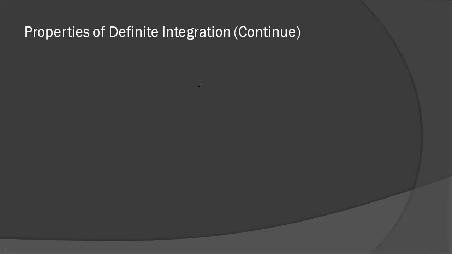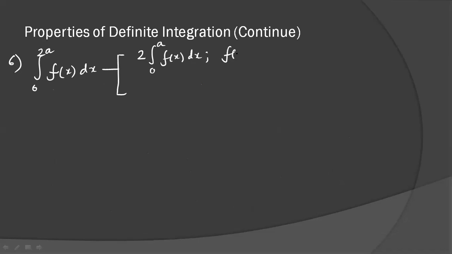Property 6. The integral from 0 to 2a of f(x) dx is equal to 2 times the integral from 0 to a of f(x) dx when f of 2a minus x is equal to f(x), and it is 0 when f of 2a minus x is equal to minus f(x). This is again a very important property.